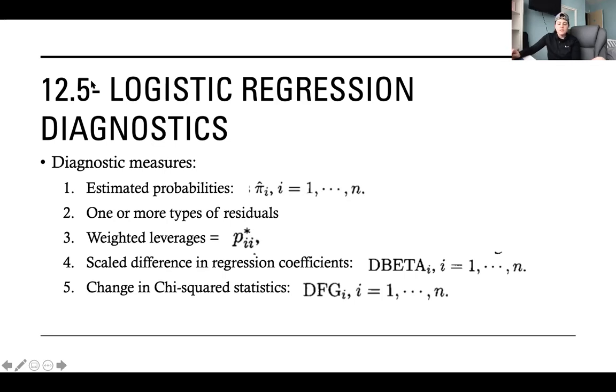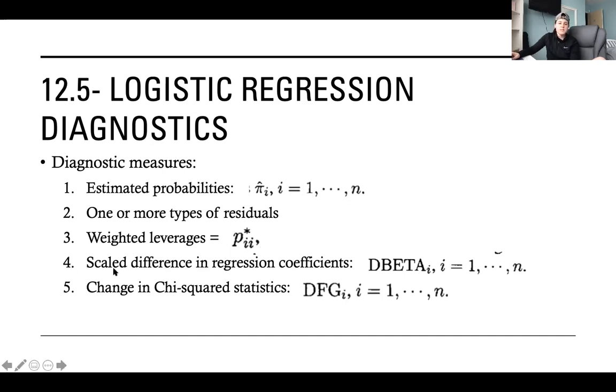The first one we have is the estimated probabilities, which can be represented by pi sub i hat, where i goes all the way from 1 to n. The second diagnostic measure is one or more types of residuals within the logistic regression model. The third diagnostic measure is our weighted leverages, denoted by p sub ii star. This is the measure of the potential effects of the observations in the predictor variables on the obtained logistic regression results.